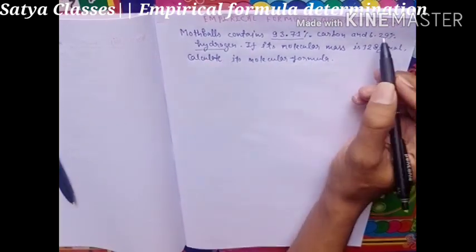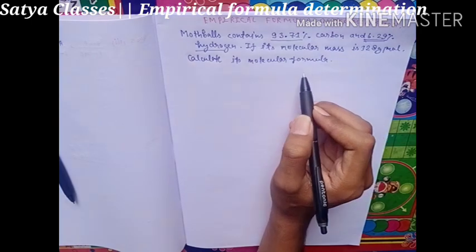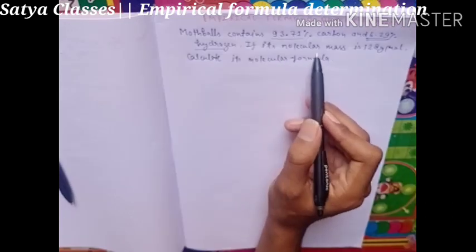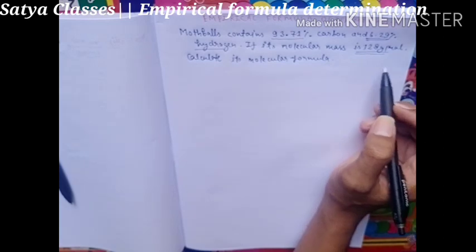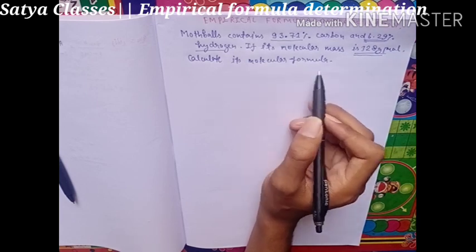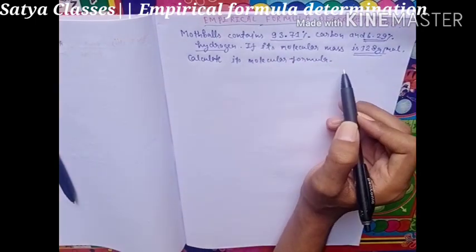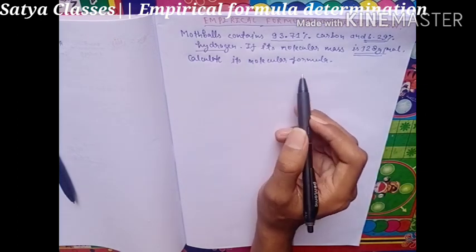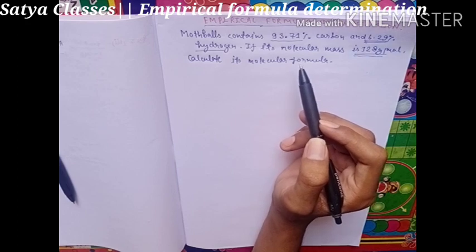So the compound contains only two atoms. The first one is carbon and the second one is hydrogen. Its molecular mass is given, and you have to calculate its molecular formula. For calculating the molecular formula, first of all you have to calculate the empirical formula. You cannot directly jump to the molecular formula, understand? So for calculating the empirical formula, we have to take some steps.